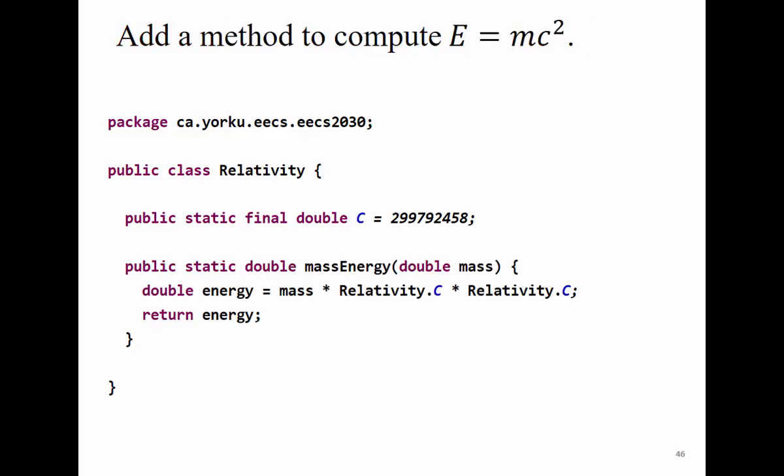Then we have this method. This method is static. It's called massEnergy. We provide the mass, and inside this method, we calculate the energy and return the value. It's really the mass times Relativity.c. Because c is static, we can access it by the name of the class. We don't need an object to access c. Relativity.c times Relativity.c times the mass will return the energy.